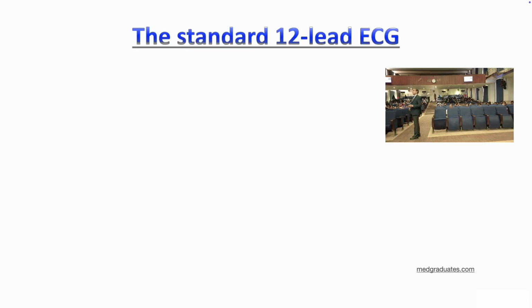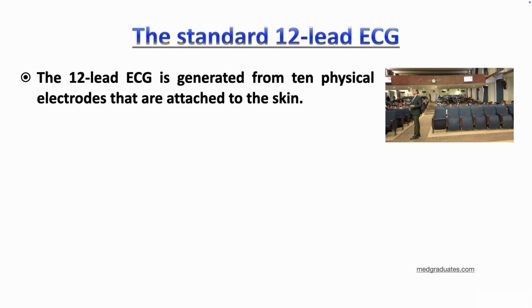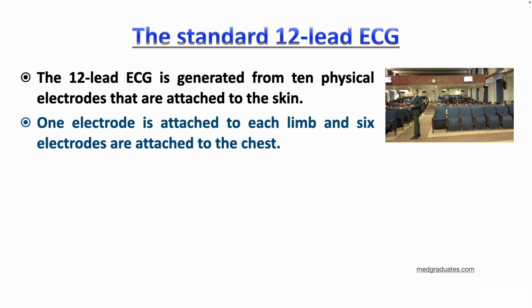Now the standard ECG is the 12 lead ECG. There are 10 electrodes which are placed. One electrode is attached to each limb and 6 electrodes are attached to the chest. So you've got 4 limb electrodes and 6 chest electrodes. So the machine is so designed that it gives you 12 leads.